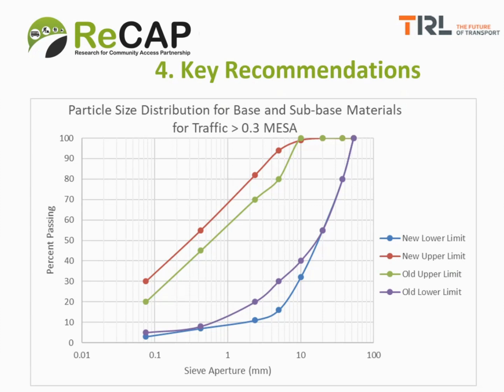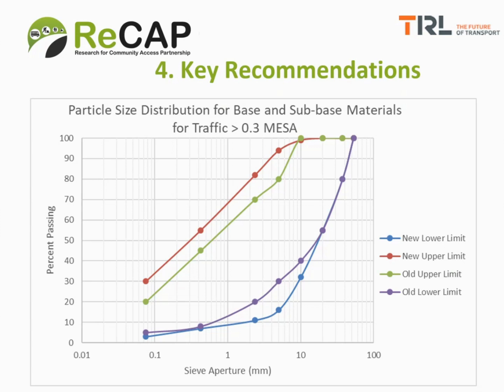Now, this was not based on guesswork, but all of the data analyzed showed that materials that fitted in this envelope performed well either as the base or sub-base material. Now, for design traffic less than 0.3 MESA, we are only specifying a grading modulus and not the envelope. And the grading modulus of between 1.2 and 2.65 has been found to be satisfactory and are the new recommended limits.